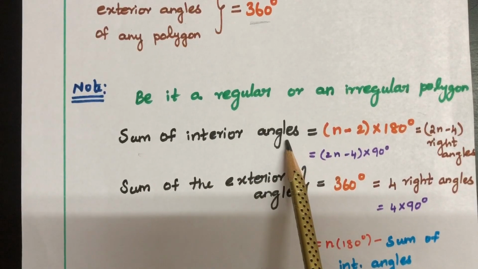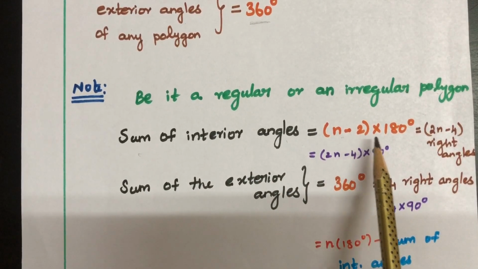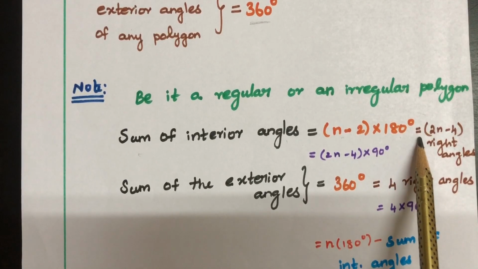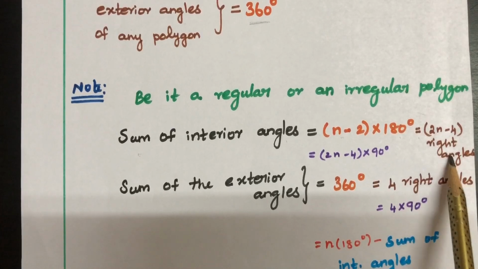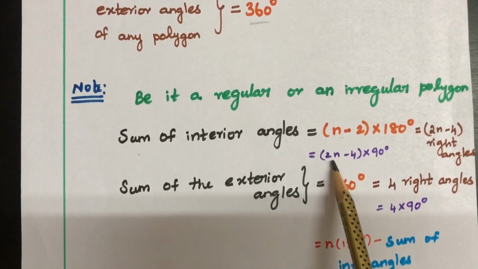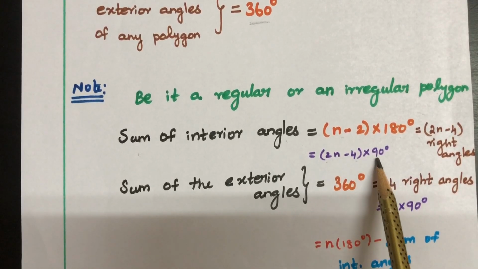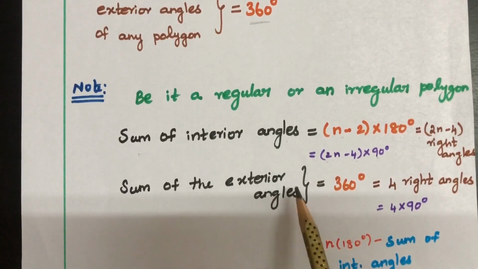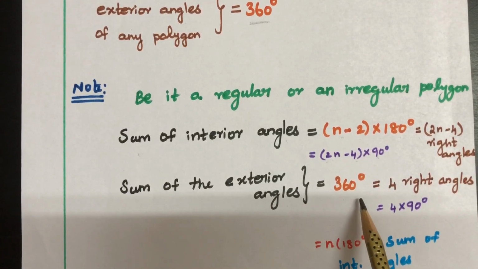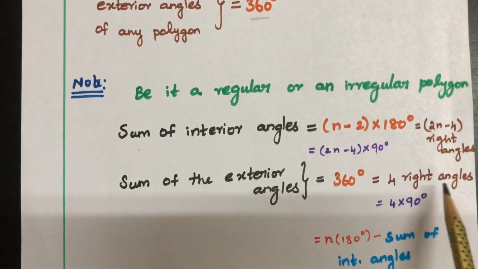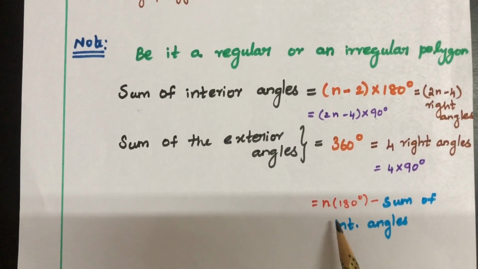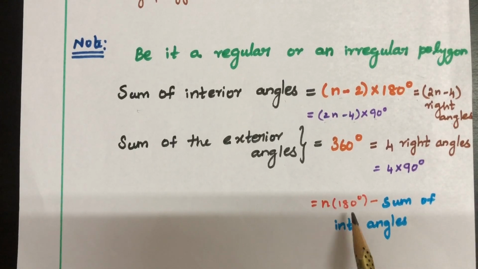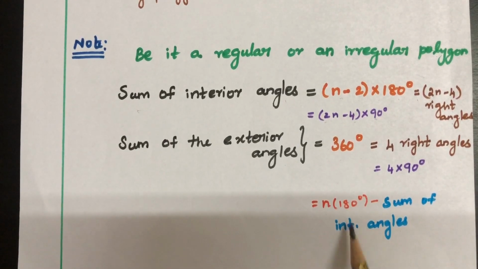Sum of interior angles means only one formula, (n minus 2) into 180 degrees, which is also equal to (n minus 2) right angles, or right angle means 90 degrees only. You can write like this also, (2n minus 4) into 90 degrees. Sum of the exterior angles is equal to 360 degrees. That means 4 right angles. Other way to write this formula is 4 into 90 degrees. This also can be written as n into 180 degrees minus sum of interior angles. That's why this formula came.